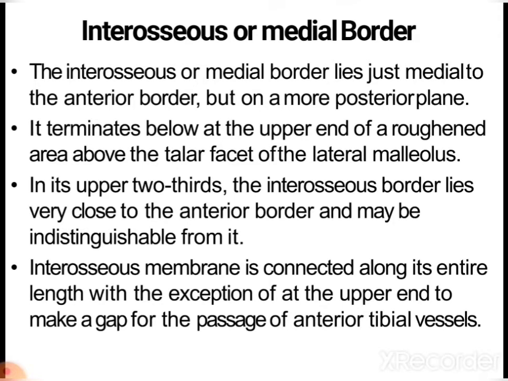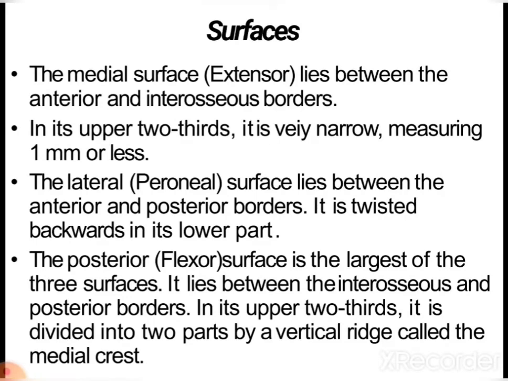Interosseous membrane is connected along its entire length, with the exception at the upper end to make a gap for the passage of anterior tibial vessels. Now the surfaces. The medial surface, also known as extensor surface, lies between the anterior and the interosseous border. In its upper 2/3 part, it is very narrow, measuring up to 1 mm or less.